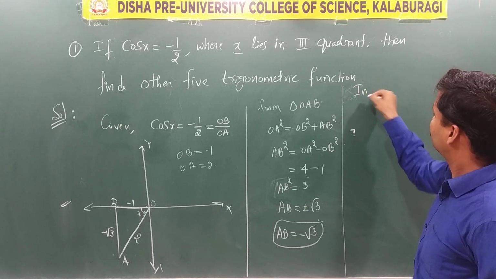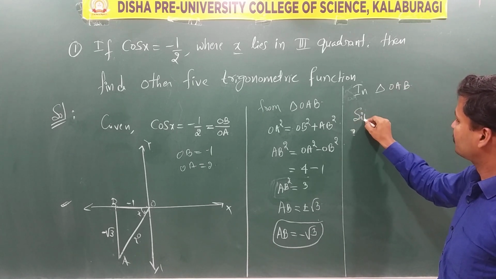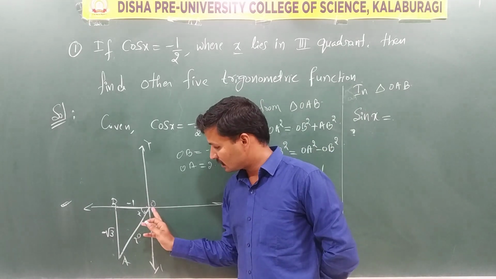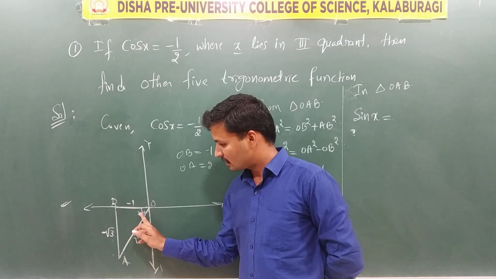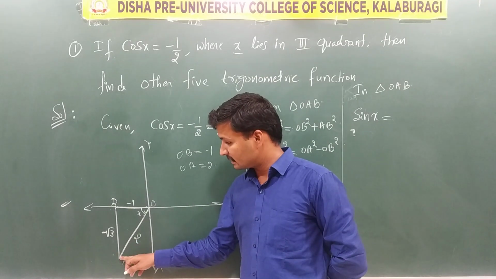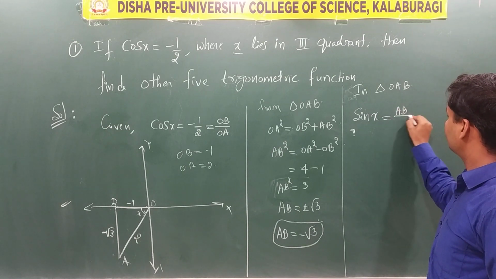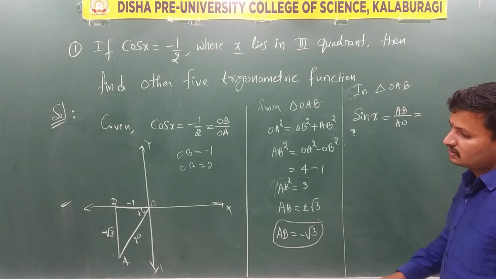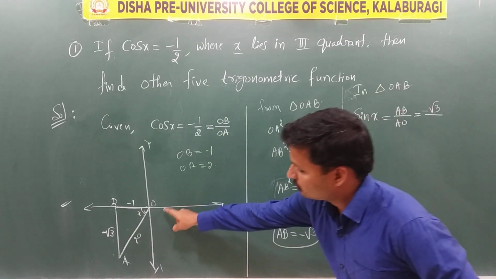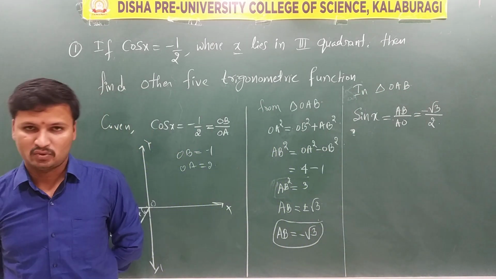In a triangle OAB, let us define sin x. Sin x is equal to opposite divided by hypotenuse. So here the opposite length is minus root 3, and the hypotenuse is AO, which is 2. So sin x is equal to AB divided by AO, that is minus root 3 divided by 2. So sin x is equal to minus root 3 by 2.